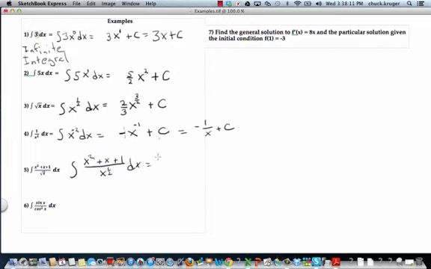That is the same as x to the second power over x to the 1/2 plus x to the first over x to the 1/2 plus 1 over x to the 1/2. So they all have that common denominator, x to the 1/2 dx.